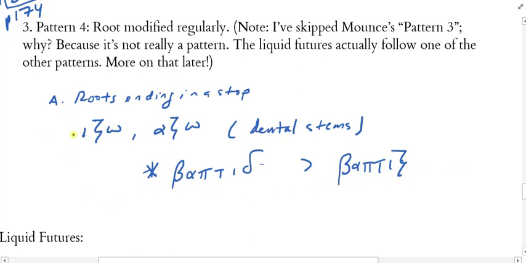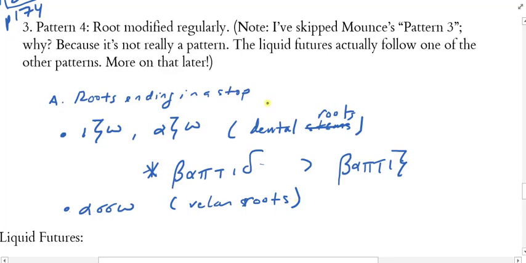Now, we also have some forms where the present, the lexical form will end with this. It'll be an asso verb, asso. And these are derived from roots that are velar, okay? So, actually, I put stems here. This should be a dental root, okay?